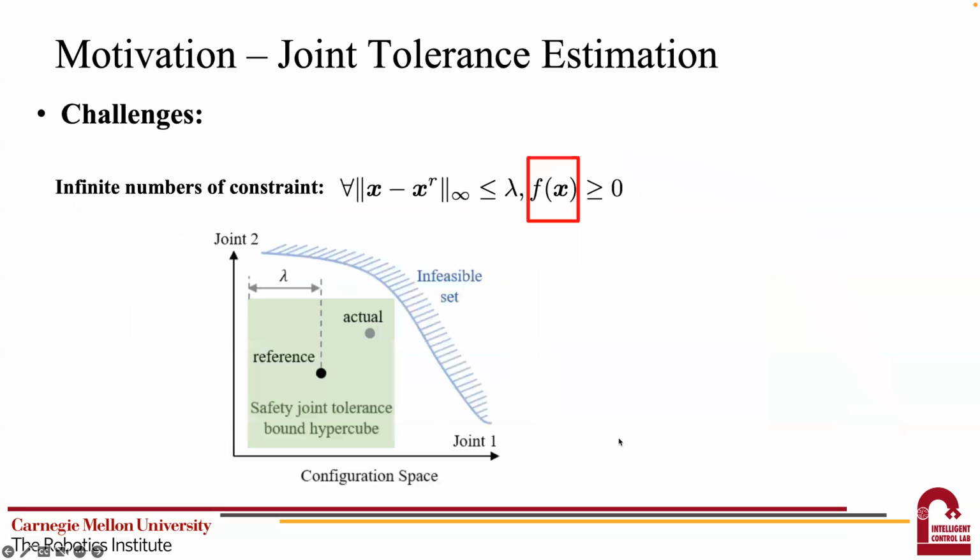Now, recall that the mathematical problem for joint tolerance estimation is this equation. We desire to find the maximum tolerance lambda, such that every point inside of the infinity norm ball will satisfy the constraints. Therefore, every x corresponds to a constraint, and there are infinitely many x inside of the infinity norm ball. We can easily see that it essentially contains infinitely many constraints during the optimization of lambda. Thus, the challenge is how can we solve an optimization problem with an infinite number of constraints.